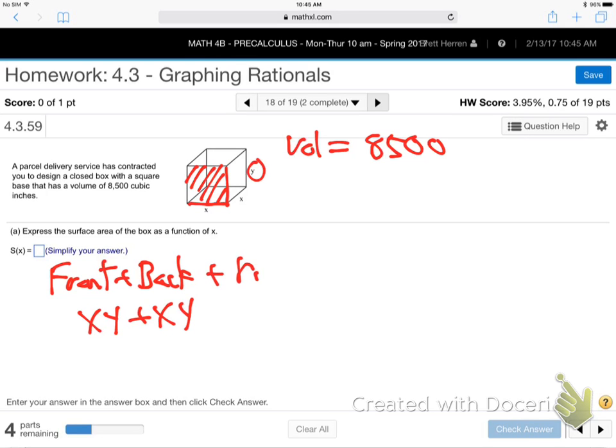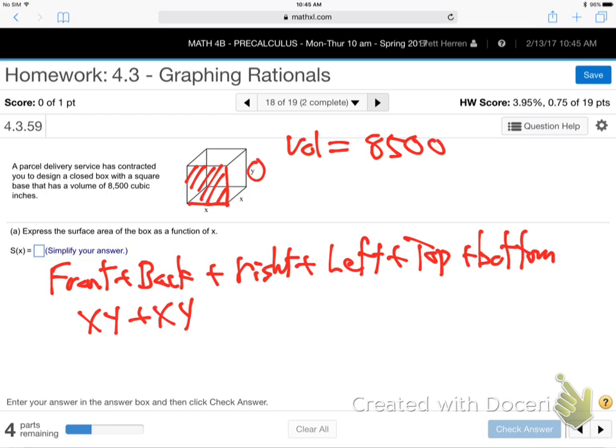And then there's the right side and the left side. And then there's the top and the bottom. There's 6 sides altogether. So if we're adding up all the surface area, all the surfaces, we've got 6 sides: front and back, right and left, top and bottom. So the front and the back are both XY, XY. What's the right and the left? What's the right side? Let me go over here and shade the right side. Here's the right side.